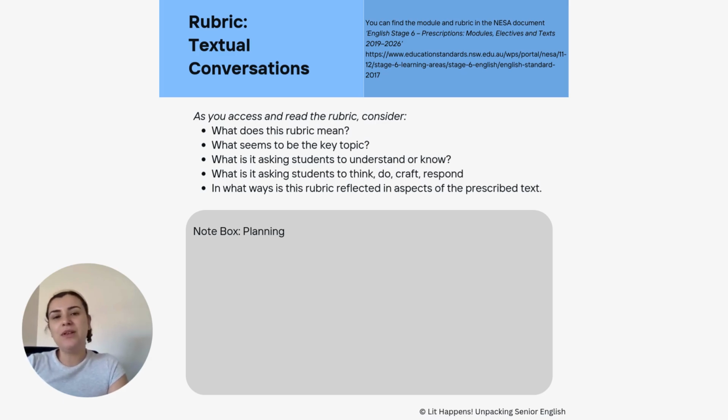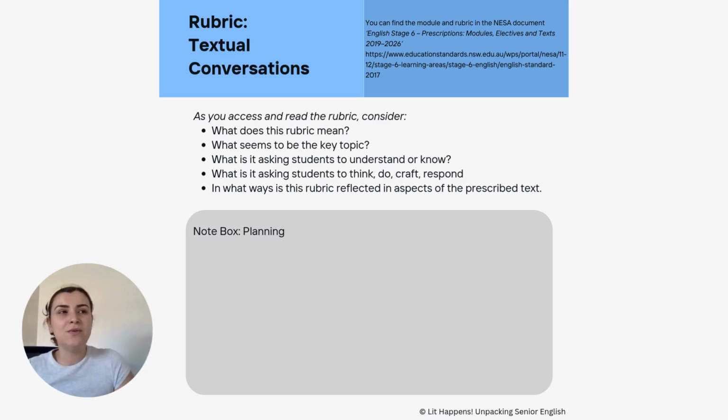So I've got a couple of points there to help you really consider the rubric. On a basic level, what does it actually mean? What is it suggesting we learn or suggesting students will need to do? What seems to be the key topic or the focus of that particular rubric or module? What is it asking students to understand? And what is it asking them to think, do, craft, or respond? And how can it actually become reflected within the prescribed text that you'll be studying?